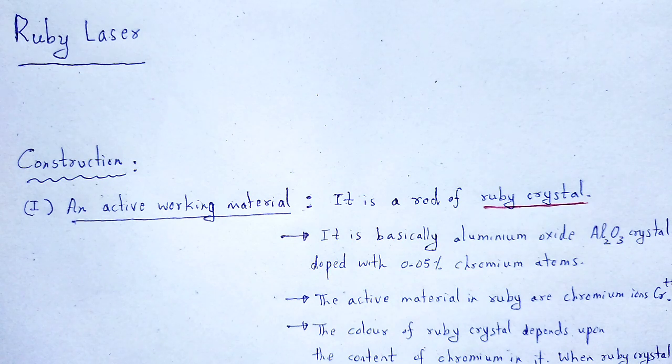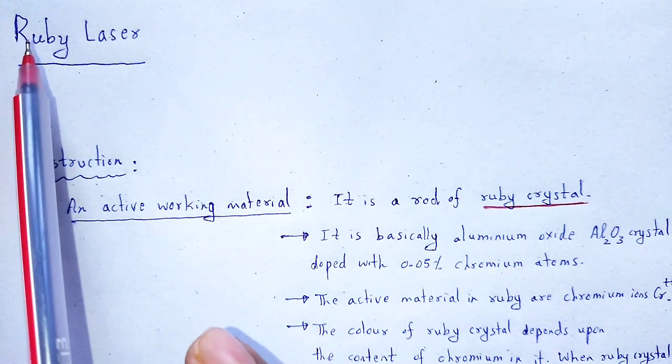In this video, we are going to discuss Ruby laser. Let's begin. Ruby laser is the first successful laser, and that laser is constructed by using the crystal ruby.